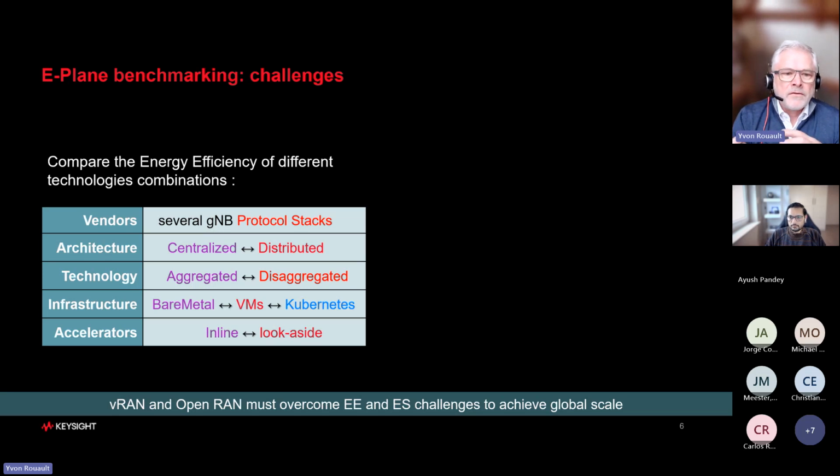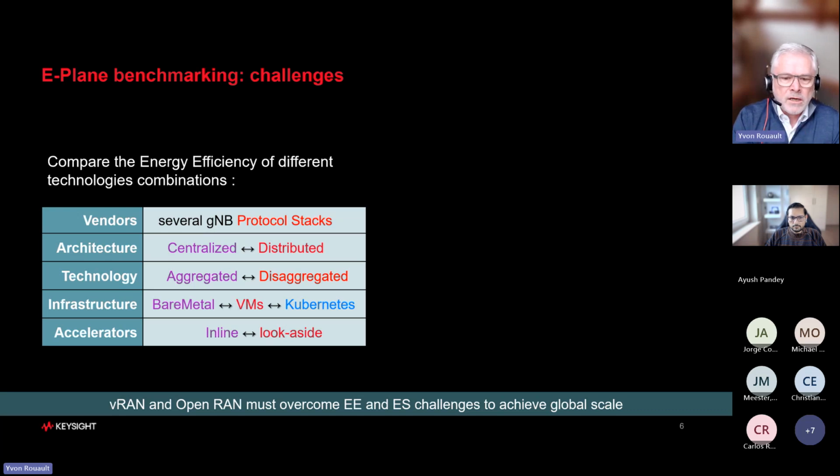There could be different strategies in terms of, should my network be very much centralized, meaning all the elements like the DU and the CU and the MEC and everything in a single location, or should the DUs be distributed next to the RUs in the cell sites? That's a decision to make, and it has an impact on the energy consumption, of course. What technology is used? Is it aggregated, disaggregated? Is it virtualized? Is it clusterized? Is it based on Kubernetes VMs, or is it just bare metal?